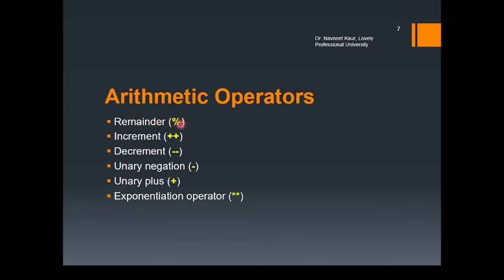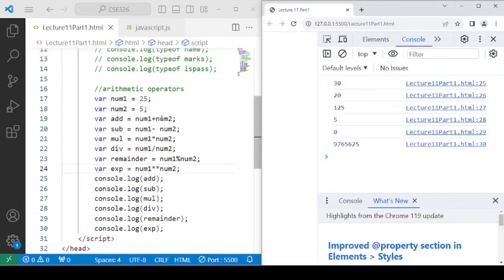We have remainder, increment, decrement, unary negation, unary plus, and the exponentiation operator. Let's implement all these. First, we will be using all the binary operators. Binary operators means that we have two operands. First of all, we have to declare two variables as num1 and num2. We have given them values 25 and 5 respectively.